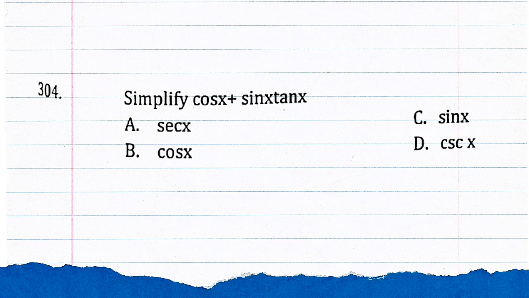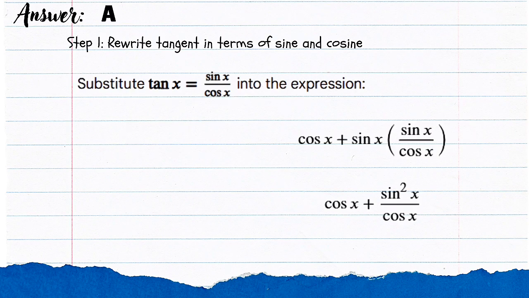Question number 304. Simplify cosine x plus sine x tangent x. And here are the choices. Letter A, secant x. Letter B, cosine x. Letter C, sine x. Letter D, cosecant x. And the answer is letter A. And here are the steps.